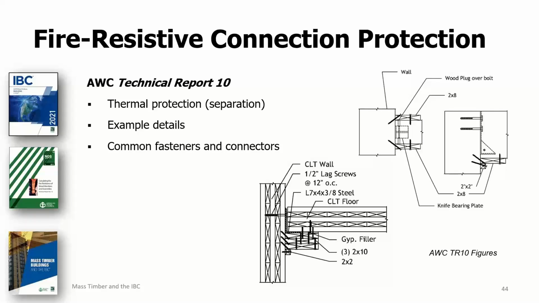The details on this slide are from TR10. The one on the left shows one possible method of protecting an angle ledger connection between a CLT floor and a supporting CLT wall. And the detail on the right shows a design example of protection for a beam column connection using a concealed knife bearing plate. In all of these TR10 details and examples, only generic fasteners and connection hardware are used. And this was done on purpose to ensure that the details are generically applicable rather than being specific to a particular proprietary design or hardware make and model.